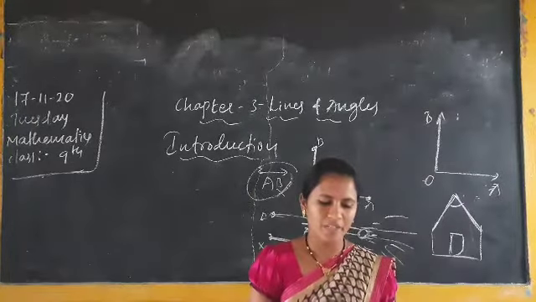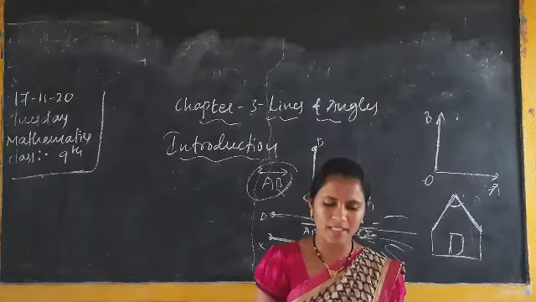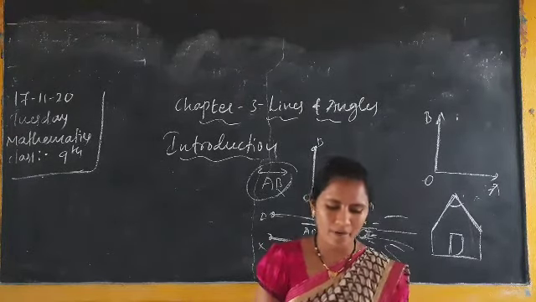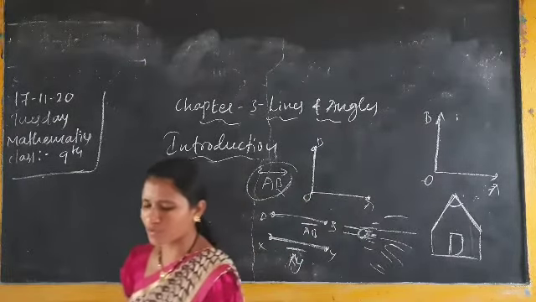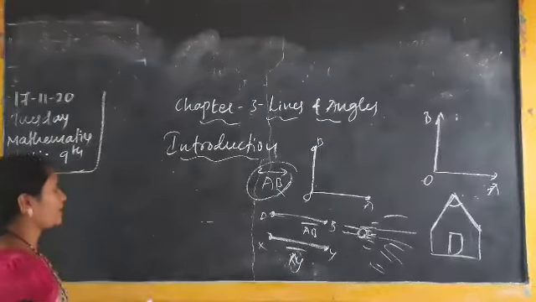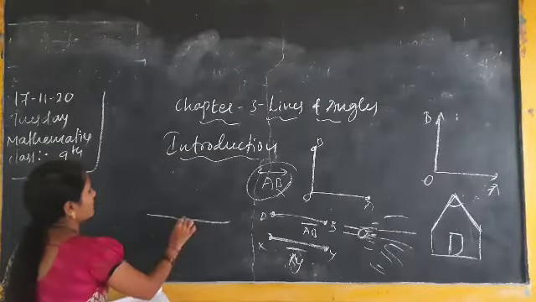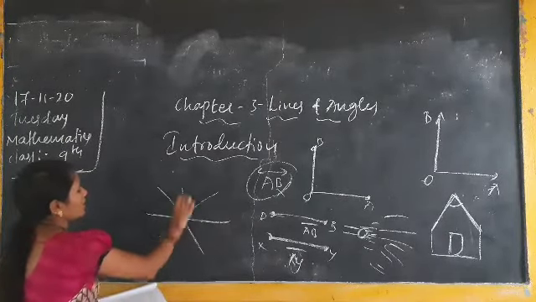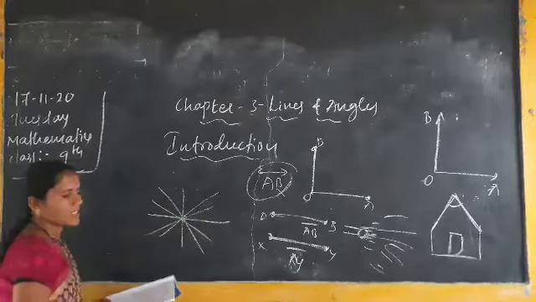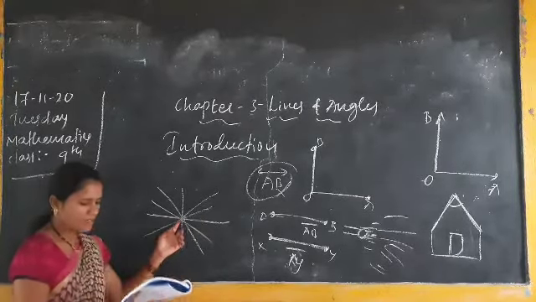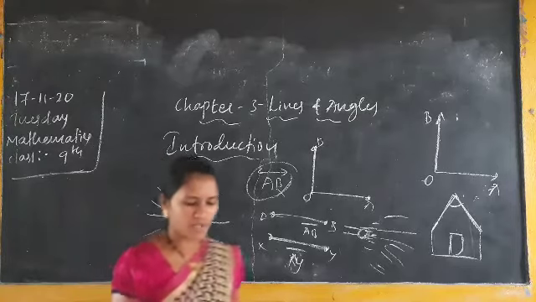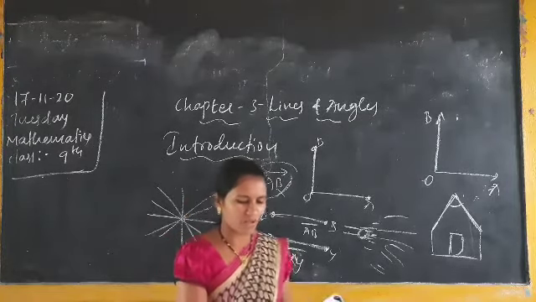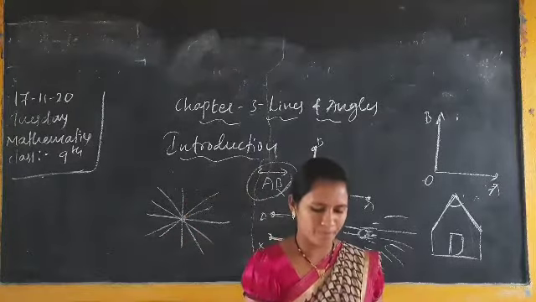Next, if 3 or more points lie on the same line, they are called collinear points. Okay, if 3 or more points lie on the same line. For example, if I am drawing a line and the points pass through the one line, these are called collinear points, otherwise they are called non-collinear points.